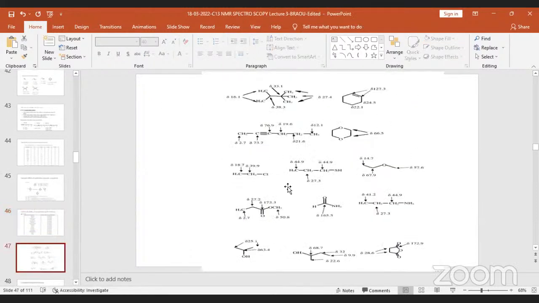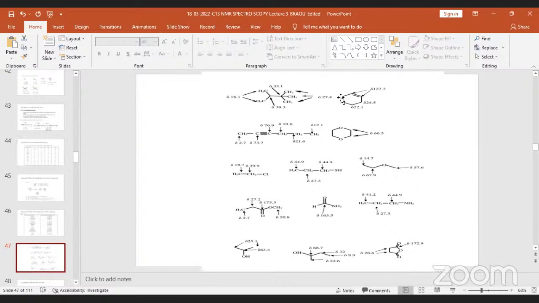I'm just showing you some representative values. See this dioxane, it is attached to oxygen. I told you, when a carbon is attached to oxygen, it will be shifted downfield, around 60 you can get. So here 66.5. See here it's an amide carbon, so 165.5. So just compare those values.